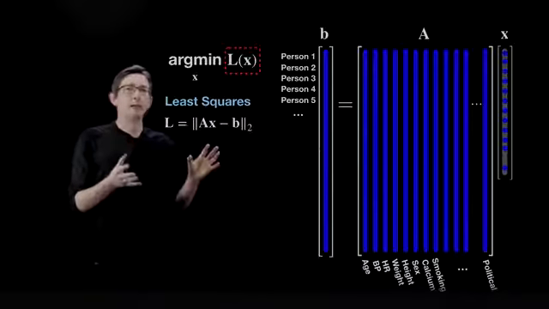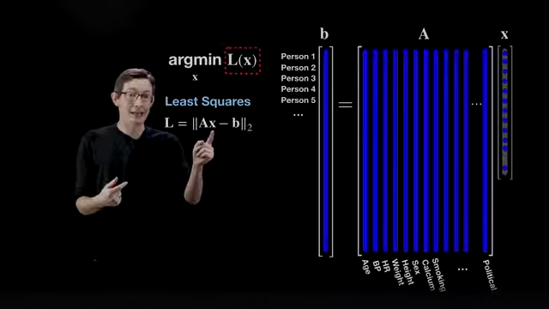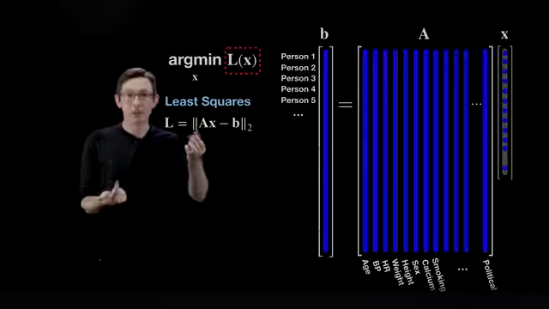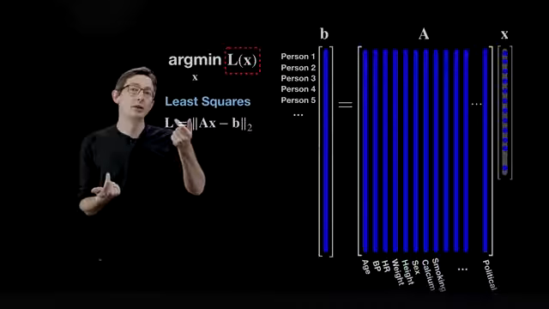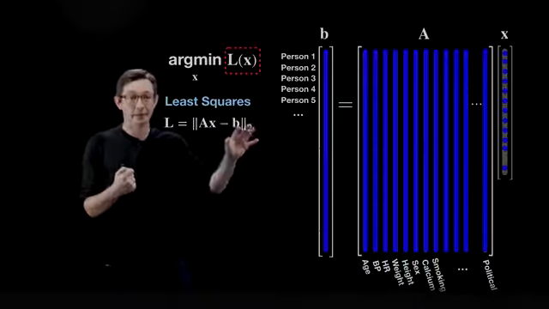The basic idea here is that you're trying to do some kind of regression to solve for x that satisfies this equation Ax equals b. So you have a loss function, L, which we're going to say is Ax minus b. How good does Ax actually fit the data?